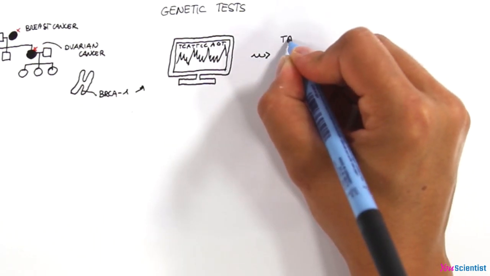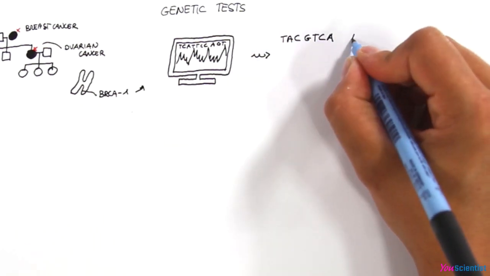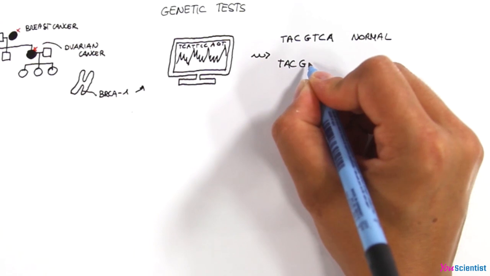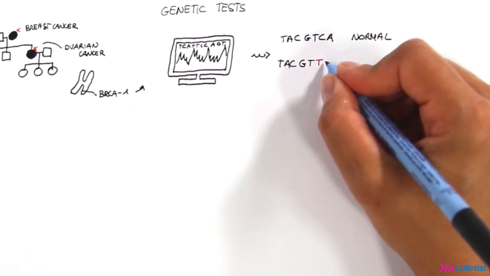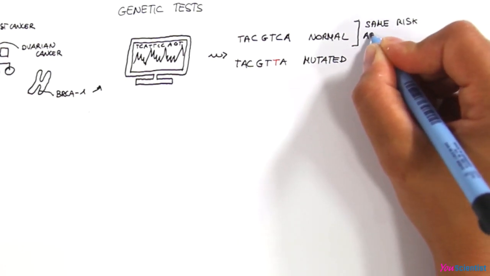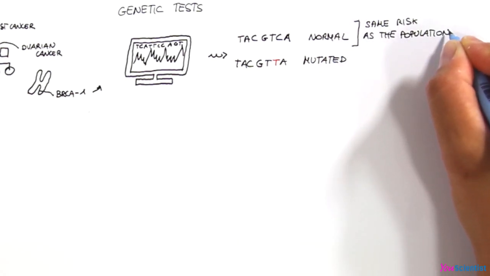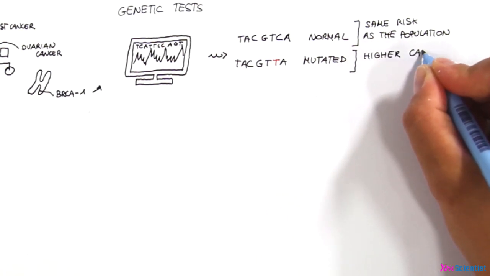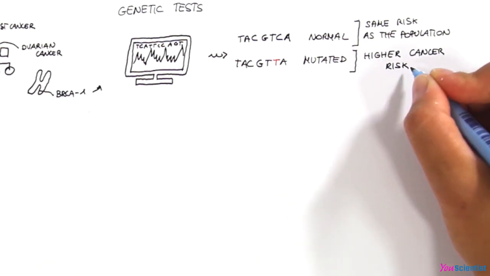The possibility to distinguish within the high-risk family between members that have a normal gene sequence and members that carry a high-risk cancer mutation is really important. The carriers of a normal gene have the same risk of developing cancer as the general population, while the carriers of a mutated gene have much higher risk of cancer.